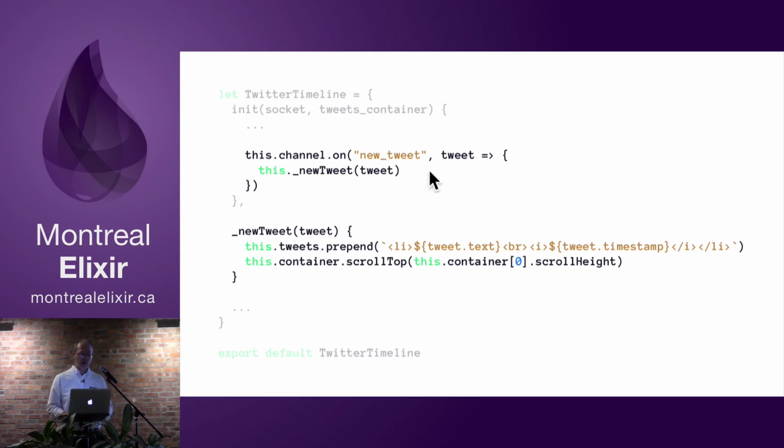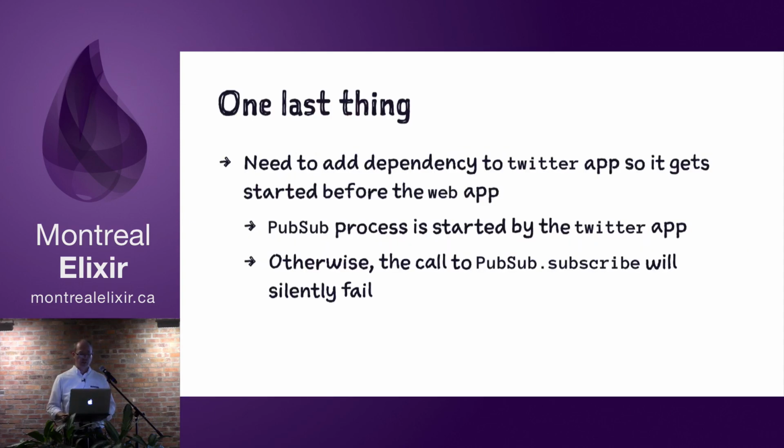And then on the client JavaScript code, we need to add some handling here for the new tweet. So when we get the new tweet message, we call the new tweet function and we prepend the list with the tweet we just got. So far, it's easy. One last thing there. We need to add a dependency to the Twitter app we wrote before the break so that it gets started before the web app. And why is that? It's because our web app will subscribe to the PubSub, but the PubSub process is started by the Twitter app. So we need to make sure the Twitter app is started first.